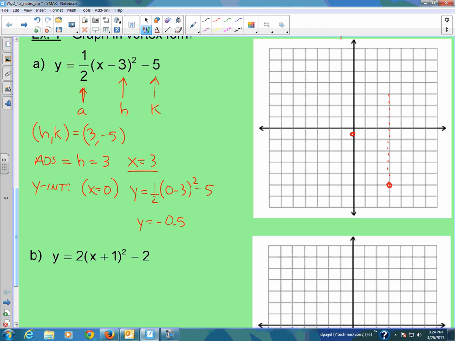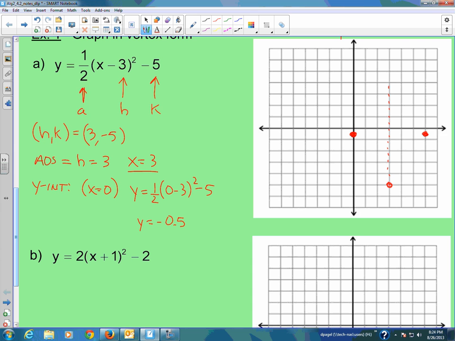line or axis of symmetry. It's a mirror, so on the other side of that axis of symmetry will be a point 3 units away from the y-intercept. So move 3 units to the right of the axis of symmetry, and we get that other point there.